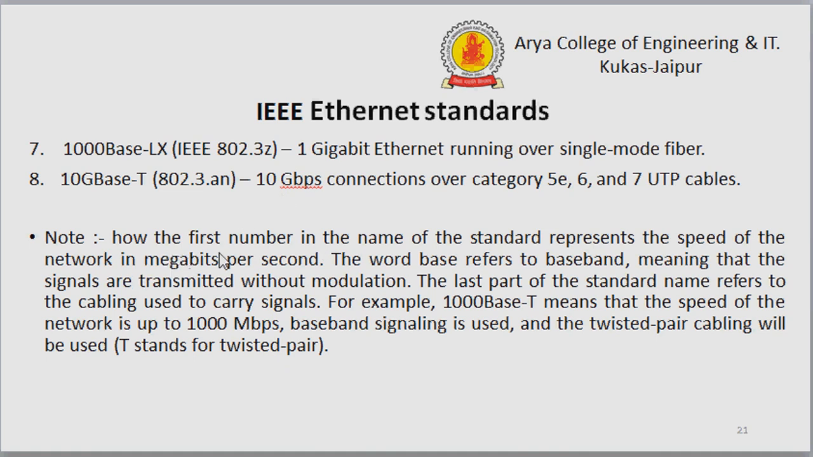In all the Ethernet standards, the first number in the name of the standard represents the speed of the network in megabits per second. The word Base refers to baseband, meaning that the signals are transmitted without modulation. The last part of the standard name refers to the cabling used to carry signals. For example, 1000BaseT means that the speed of the network is up to 1000 Mbps, baseband signaling is used, and twisted pair cabling will be used. T for twisted pair.